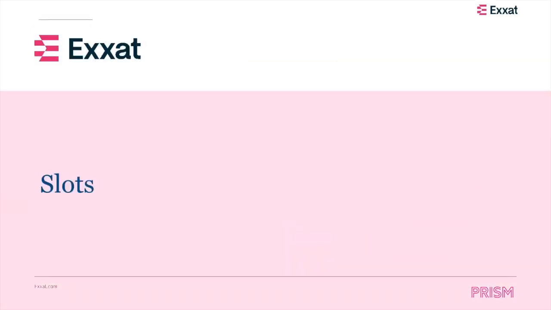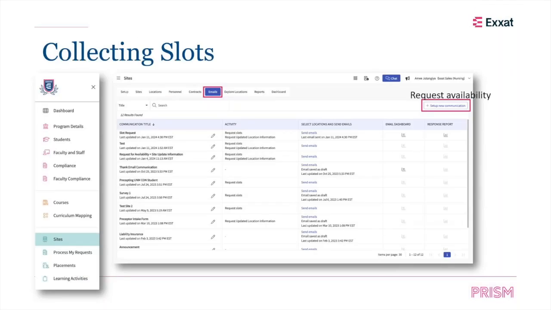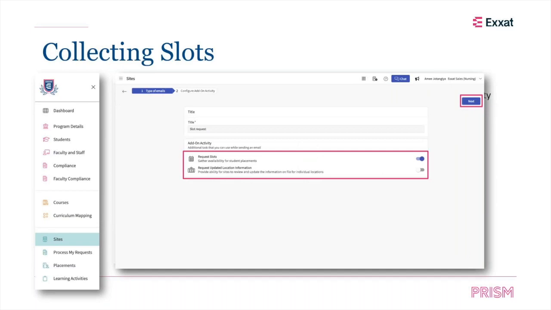Next is slots. So slots is basically email where we request the sites their availability. So we can set up a new communication by clicking on the set up a new communication button. You can type the title of the communication like slot request or request sites with the updated location information. You can create it. So we can request the slots from a site, or we can also request the locations to update their information. You have to turn those bits on and click on next.